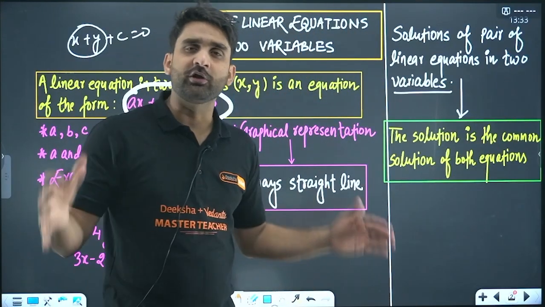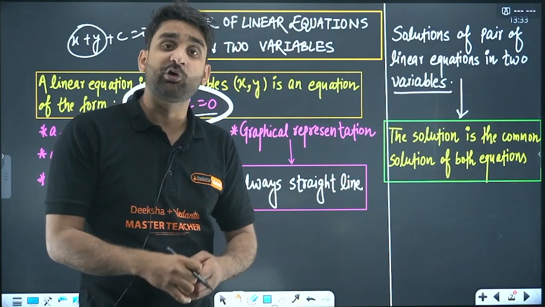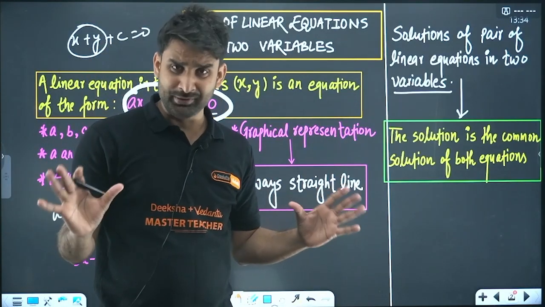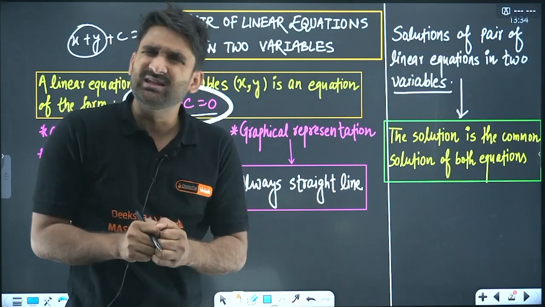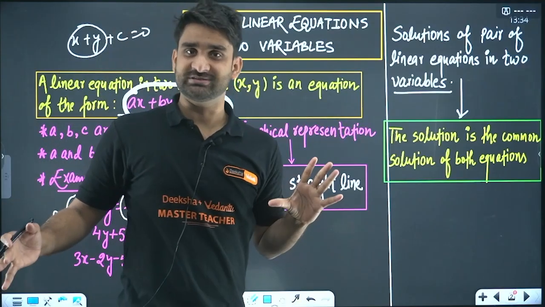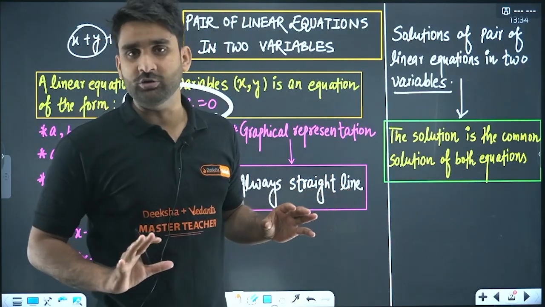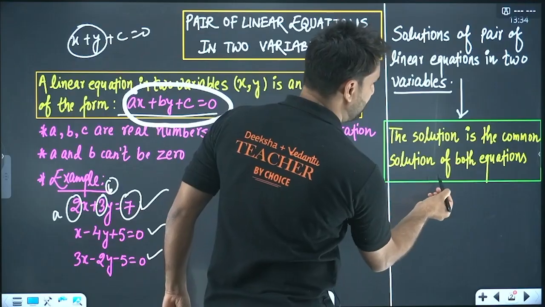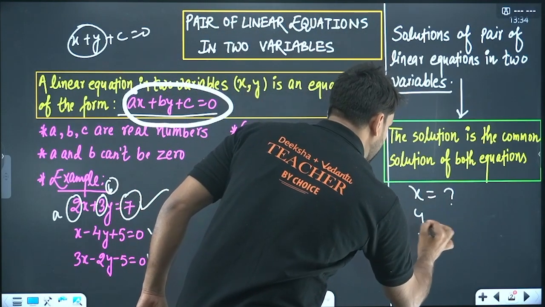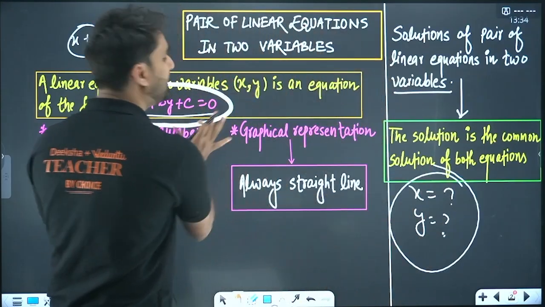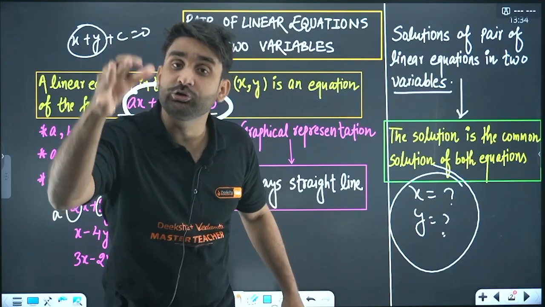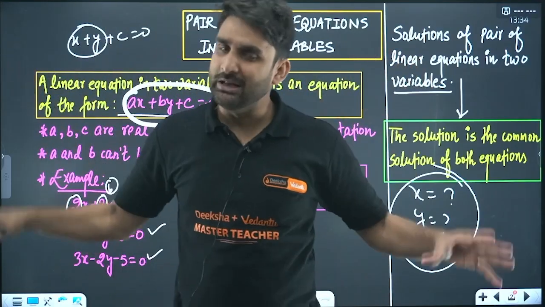Now what is called the solution of a pair of linear equations in two variables? Many students are still confused about what a solution is. So solution means the values of x and y which satisfy both the linear equations, my dear. I can say the common values of x and y which satisfy both the linear equations, right? Those values are called solutions. So the solution is the common solution for both equations, the values of x and y which satisfy both the given equations according to the question, right? I hope till here everything is clear.